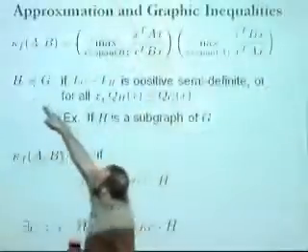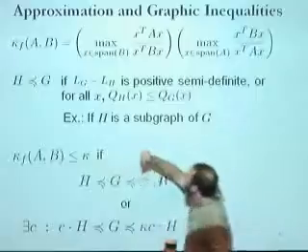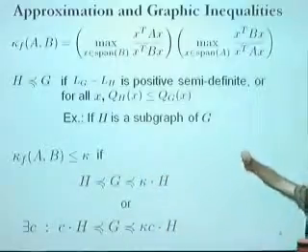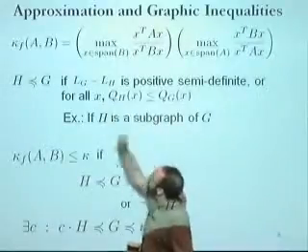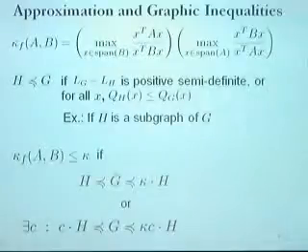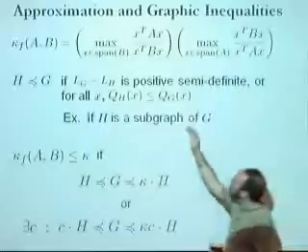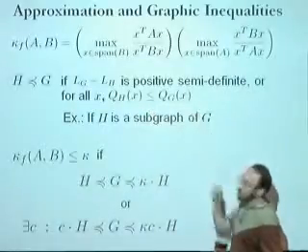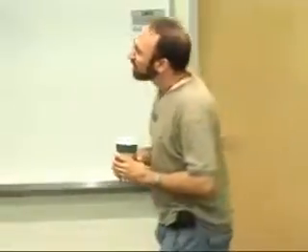I'll say the graph H is less than or equal to the graph G. I'll give you two equivalent definitions. One is if the Laplacian of G minus the Laplacian of H is positive semi-definite. More concrete is if for all x, the quadratic form in H is always less than or equal to the quadratic form in G. If that's true for all x, then we will say that H is less than or equal to G.